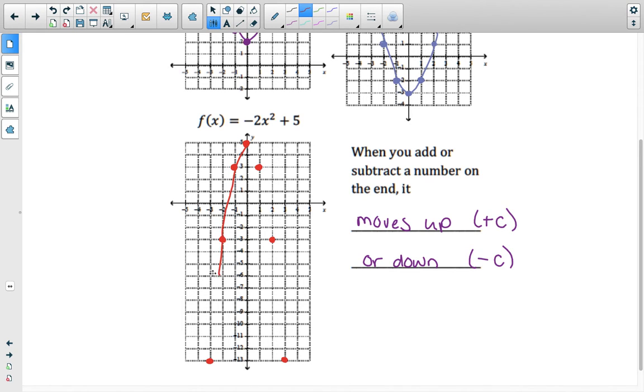So this graph did flip the parabola. It is pointing down due to the negative. This parabola is more narrow, and it grew much faster than a parent function would because of the 2. And it did shift all the coordinates up by 5 due to the plus 5 at the end.